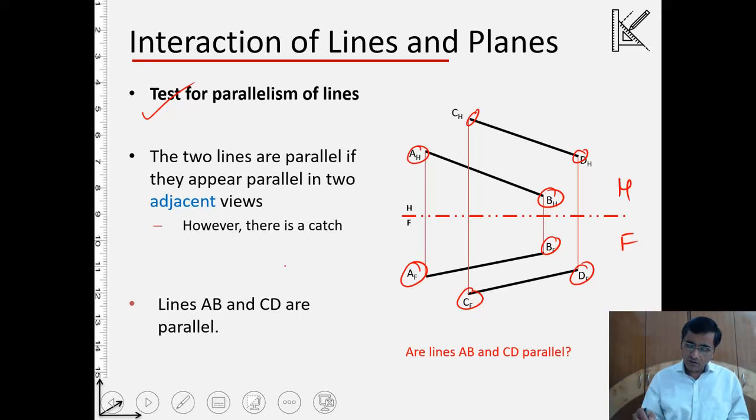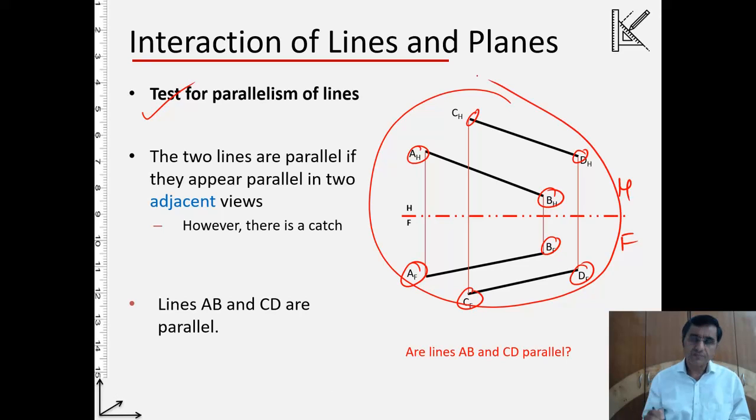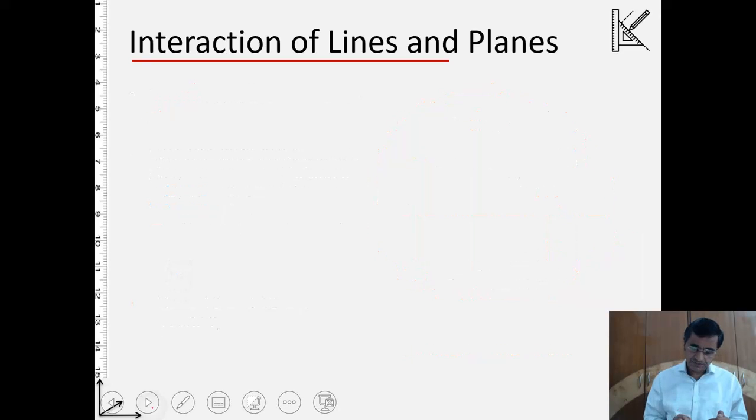Now for lines like this on two adjacent orthographic planes, where these lines are not normal to the hinge line, these two lines are parallel. However, not always. If we find the projections of two lines on two orthographic views parallel, we cannot say that these lines are parallel.